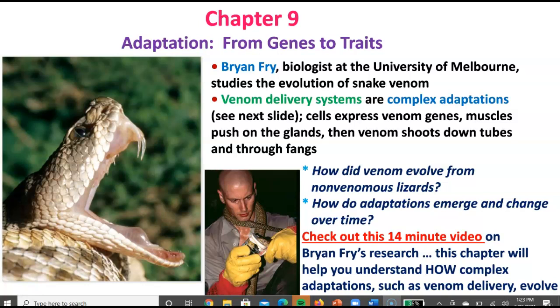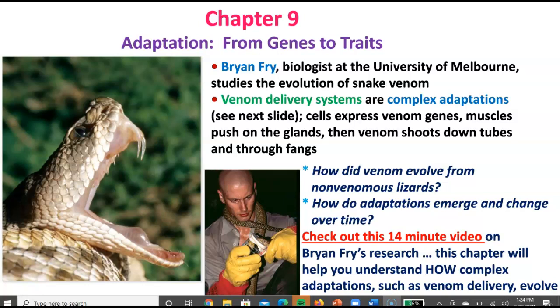And of course, we've got this beautiful image of a rattlesnake agape and ready to inject its venom, at least it looks that way. And the introductory story is about Brian Fry, a biologist at the University of Melbourne in Australia, since he studies the evolution of snake venom. And any venom delivery system can be considered a complex adaptation. And we'll address what a complex adaptation is on the next slide.